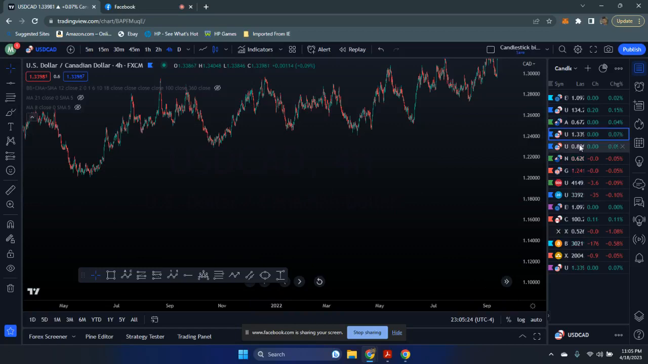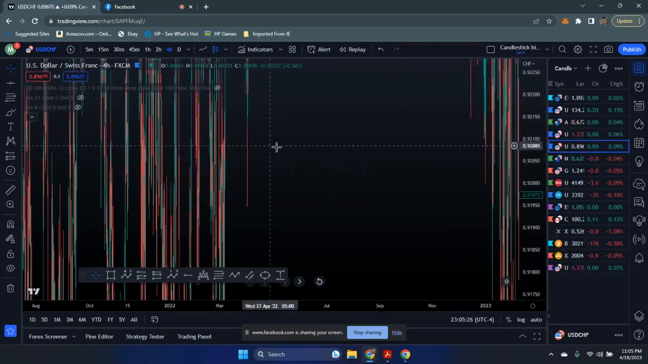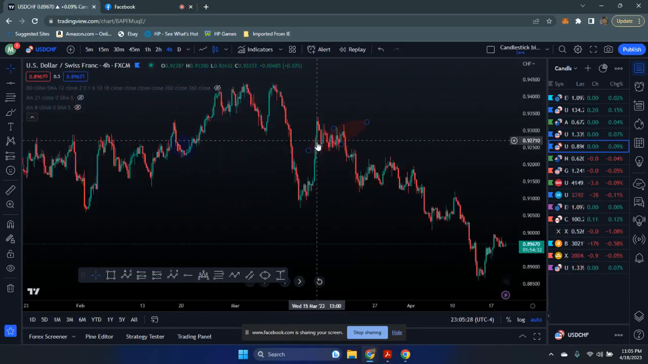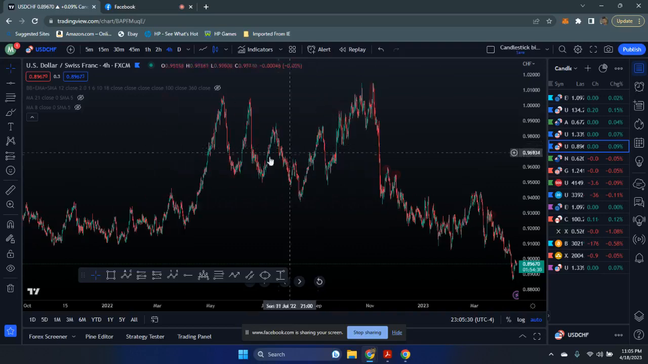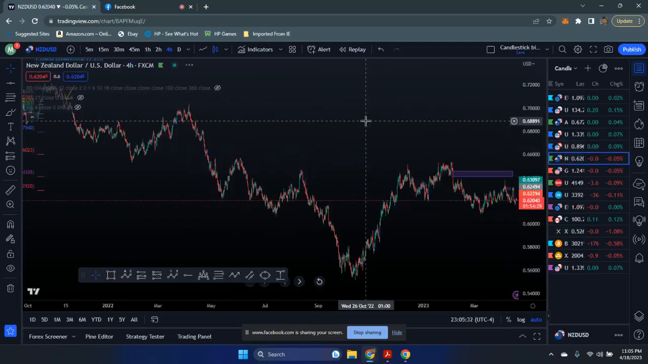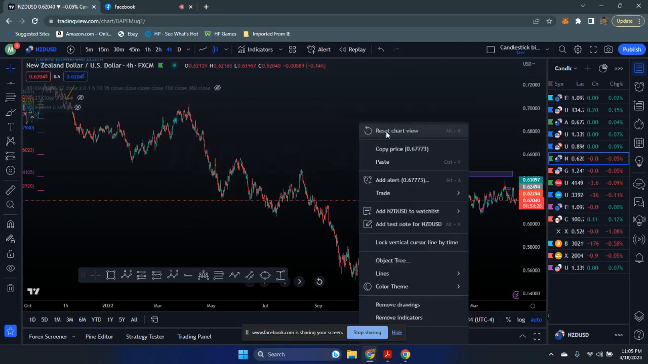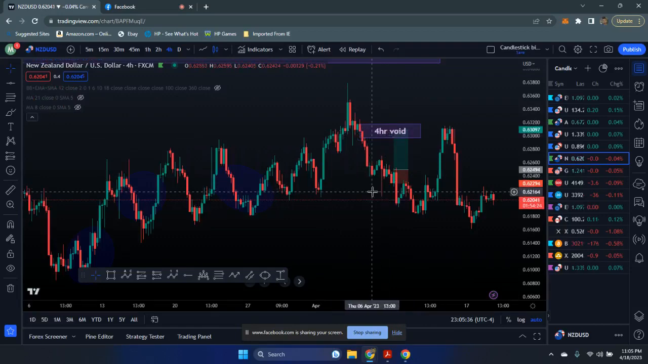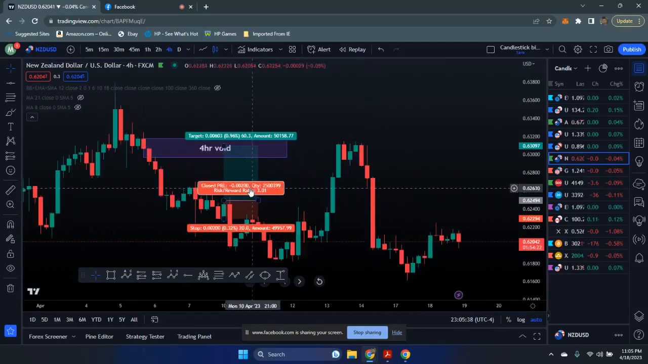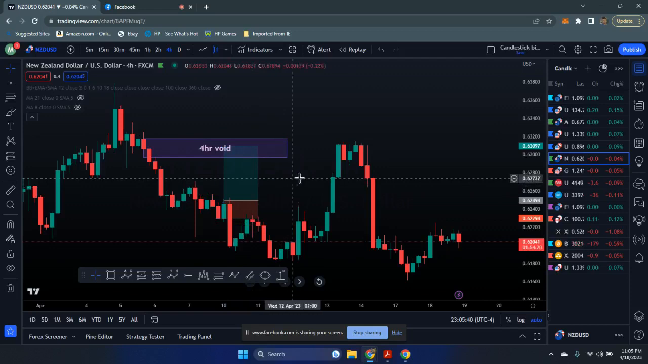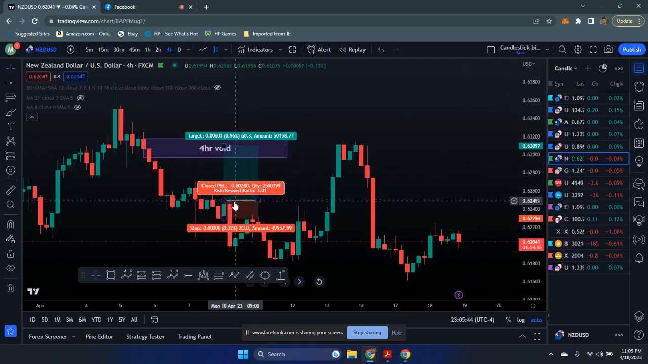All right, let's see. I don't think I had a setup on this one. No. Let's see. Looks like we lost this trade. Or never. Oh yeah, probably would have tagged us in.